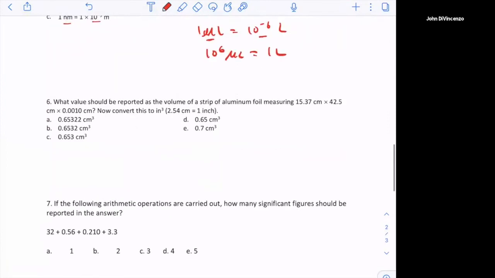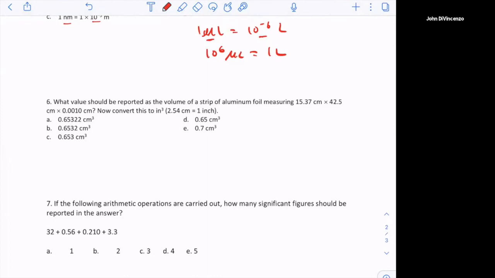What value should be reported as the volume of a strip of aluminum foil measured 15.37 centimeters by 42.5 centimeters by 0.0010 centimeters? And the second part I added, there's no multiple choice for that. We'll do that afterwards. We'll convert it to 2.2 cubic inches. But let's do the first part. Obviously, the calculations are all the same, so it's a matter of significant figures.